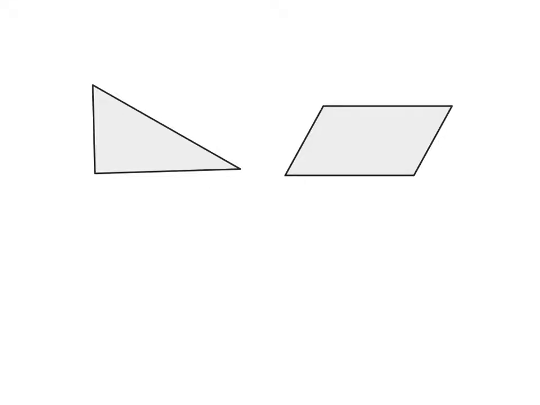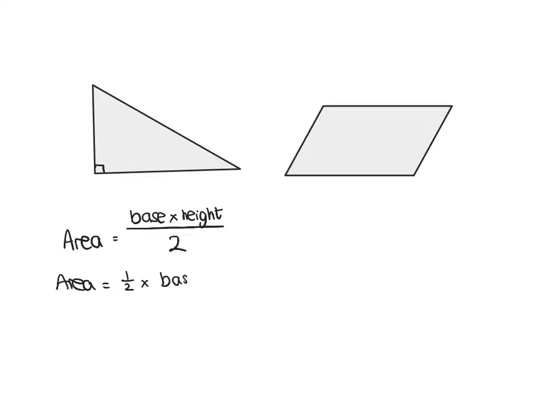Okay, a quick recap on some of the shapes that we have looked at. So first of all was a triangle. The area of a triangle, if you remember, the formula we used was base times height, and then you divide that answer by 2. Or we said another way of writing this is a half times base times height.